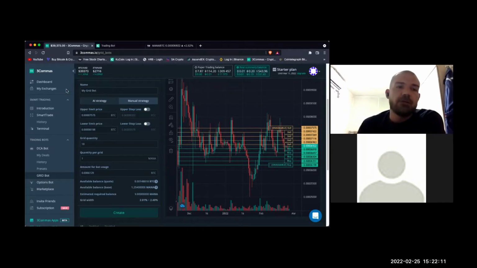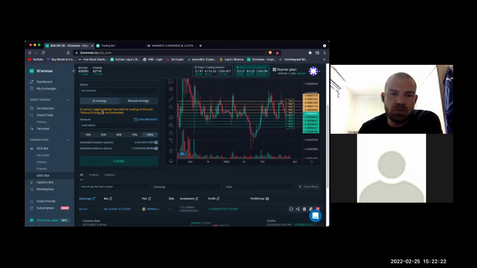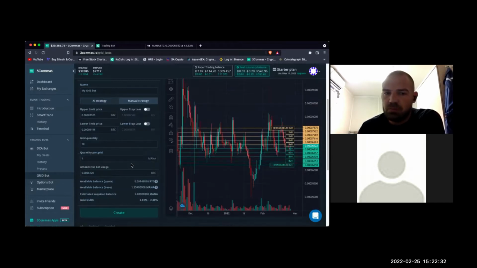So when you sign into 3commas, you've got your dashboard, all the smart trading tools, and the grid bot. So click on the grid bot. You have the option of an AI strategy where 3commas will decide its own parameters for the bot, or you have your manual strategy where you can decide your own upper, lower limits, etc.